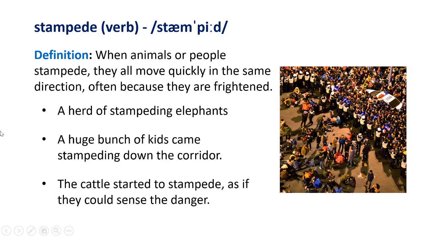And for the next sentence, how we use the word stampede: The cattle started to stampede as if they could sense the danger. Cattle are animals, right? They eat grass, and we feed them for meat or meal, and also to carry heavy things for us, right? The cattle started to stampede as if they could sense the danger.